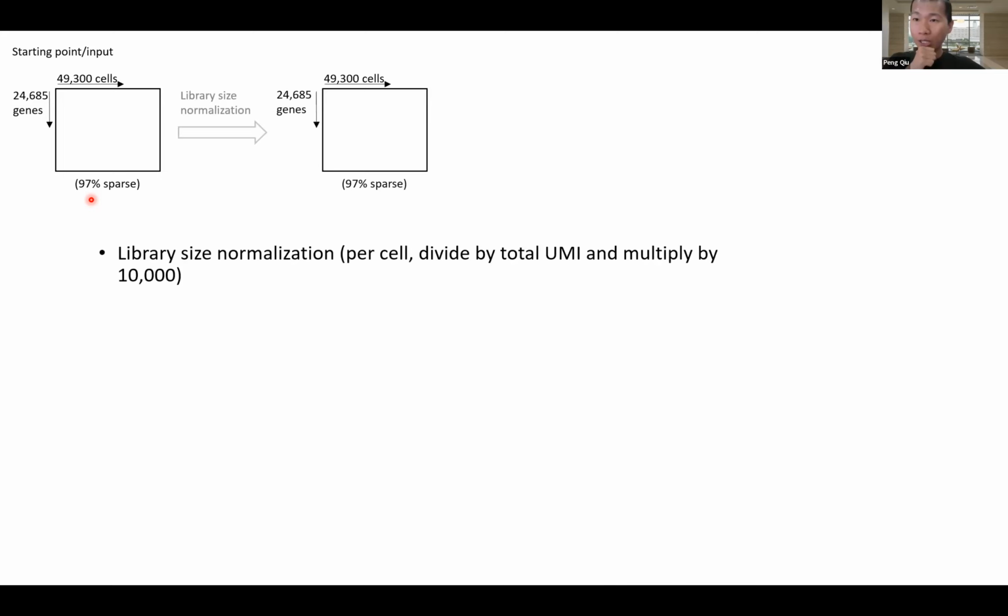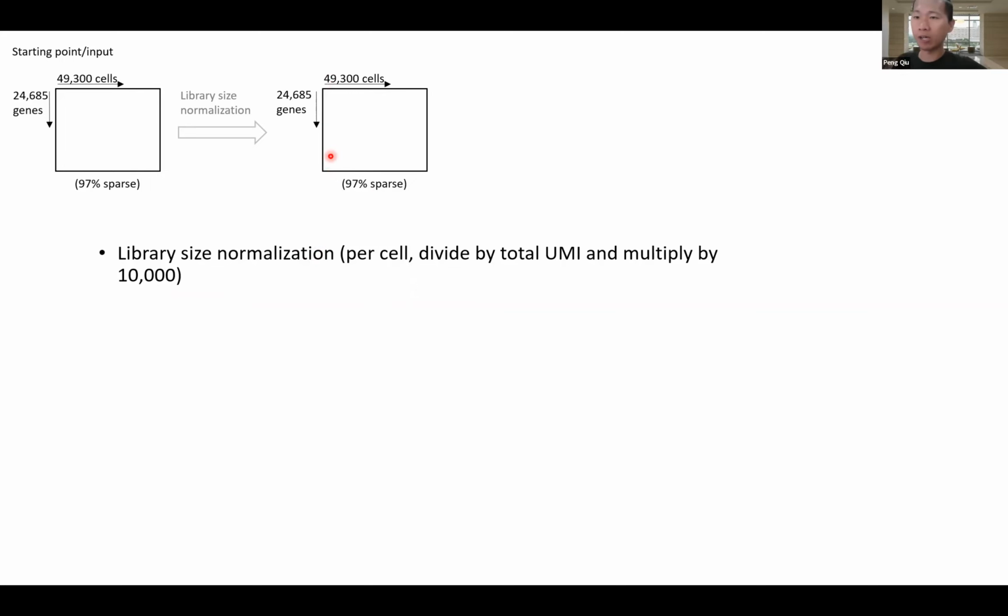So their step number one is a normalization step, and this is called library size normalization. This step is done column by column, or cell by cell. You take one column, which is the gene expression profile for one cell. You divide every entry in this column by the total sum of this column, which is the total UMI count, and then multiply by a nominal number of 10,000. And that's going to be the normalized version of this cell.